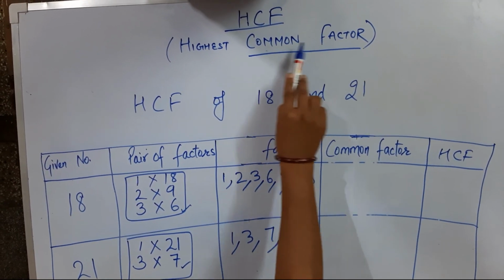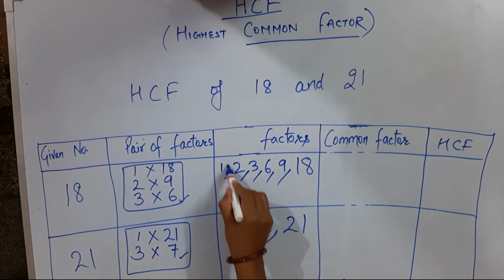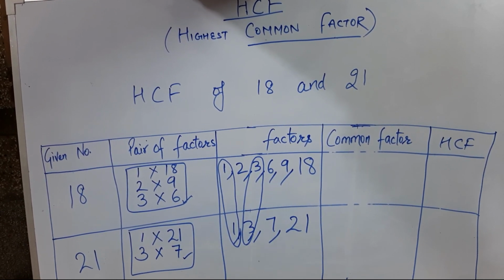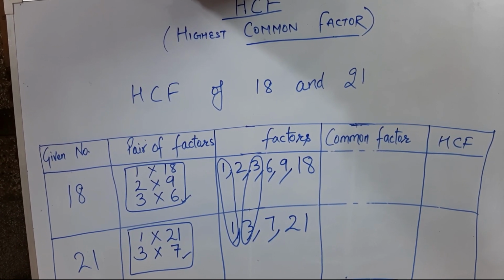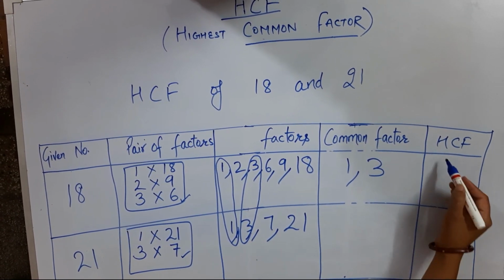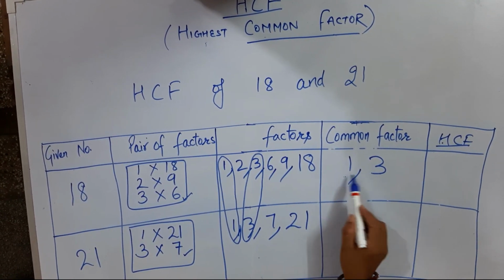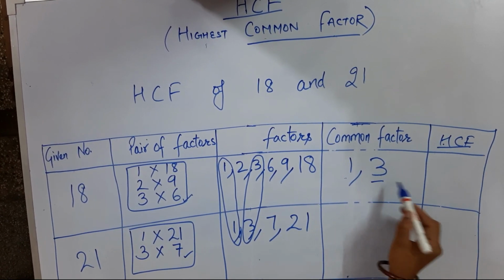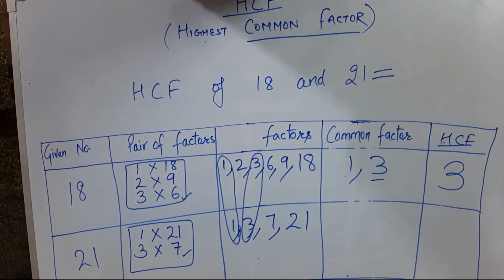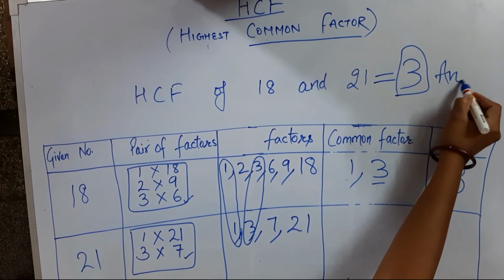So now what do we have to find? Highest common factor. First of all, I will find the common factors. Which are the common factors here? 1 is common, 3 is common. Only these two are common factors, 1 and 3. And we have to find the HCF, highest common factor. Which is the highest common factor here? 3 is the highest common factor. So our answer for the HCF of 18 and 21 will be 3. This is my answer.